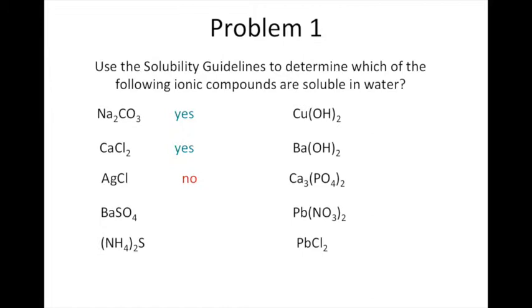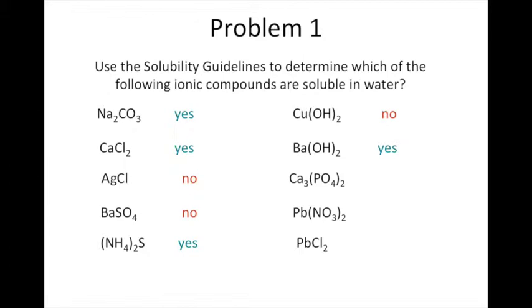Barium sulfate, generally compounds containing the sulfate ion are soluble. However, barium was one of our exceptions, so that is insoluble. Ammonium sulfide. Most compounds containing the ammonium cation are soluble, so that would be soluble. Copper hydroxide. Hydroxides tend to be insoluble, so that is insoluble. Barium hydroxide. Again, hydroxides tend to be insoluble, but barium was one of our exceptions, so be sure you check those exceptions on the table.